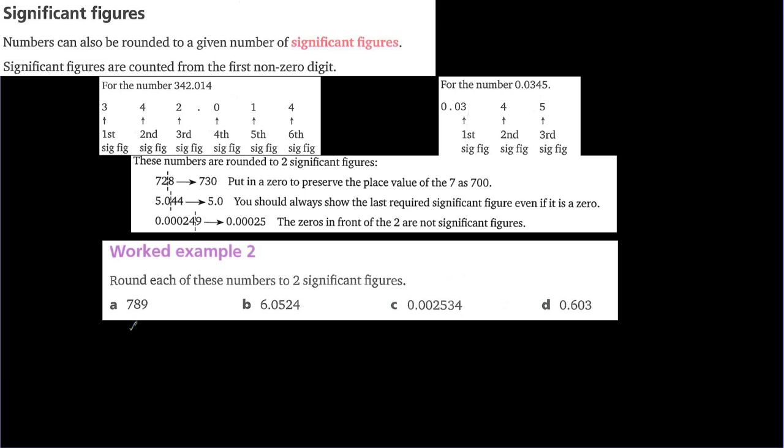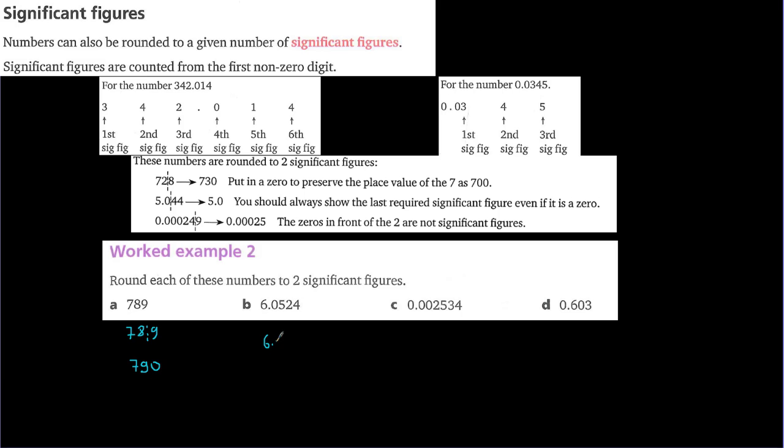789, if we round this number, it's going to be 7, 8, 9, two significant figures. So this is going to be the third one, and this number is bigger than 5, so I'm going to round up. This is going to be 79. But as I explained, this is not a decimal number, so you should round it to 10s, and it's going to be equal to 790.